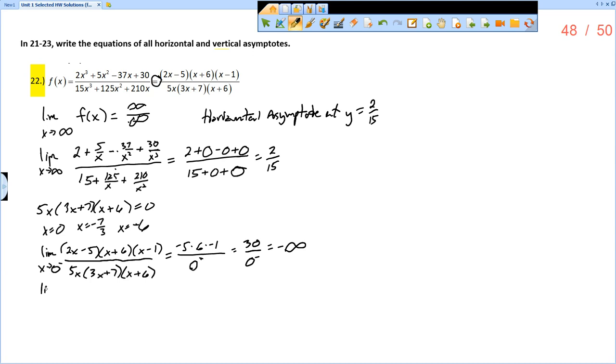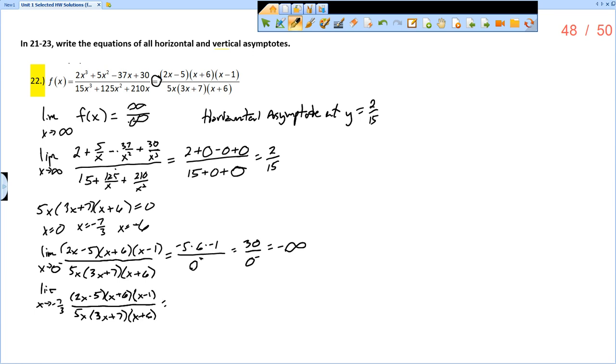All right, next, let's take negative 7/3. All right, limit as x approaches negative 7/3. And so once again, 2x minus 5, x plus 6, and x minus 1, divided by 5x, 3x plus 7, and x plus 6. All right, so now, numerator.